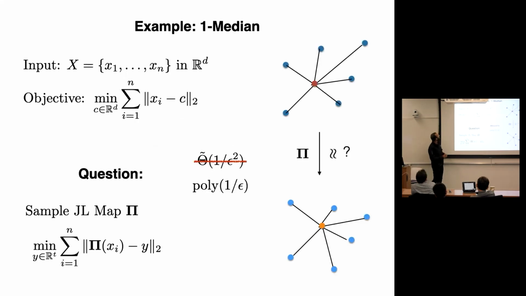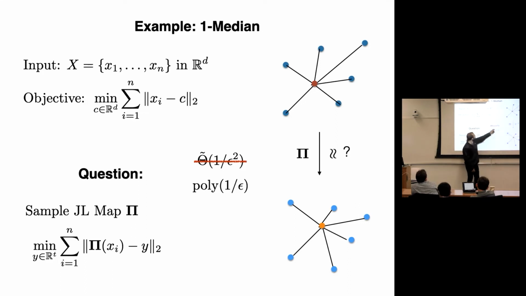Okay, just to remind you of the problem, we're just going to stick to the one-median problem. I think already here the main ideas shine. So we start with the data set. You want to find the center. The center is arbitrary. The question was to sample a map, substitute, and prove approximate equality on the optimization.